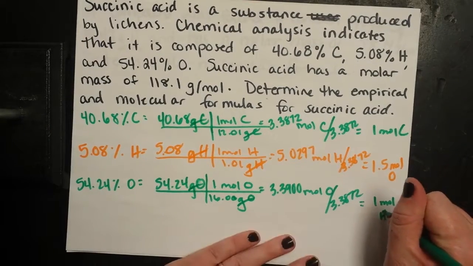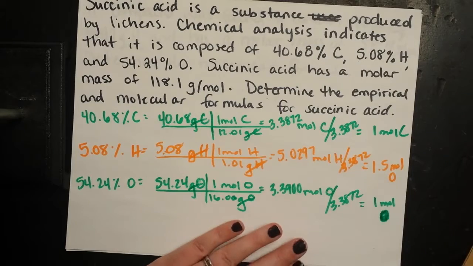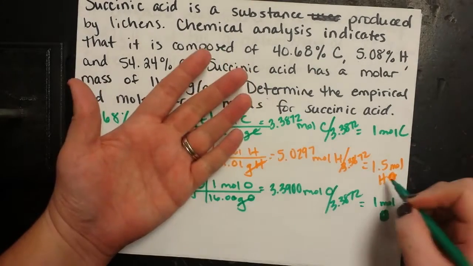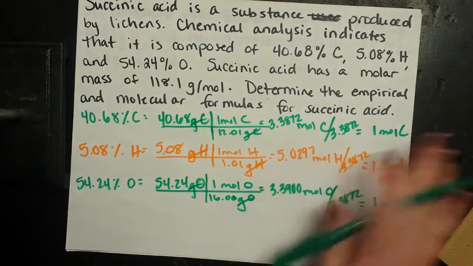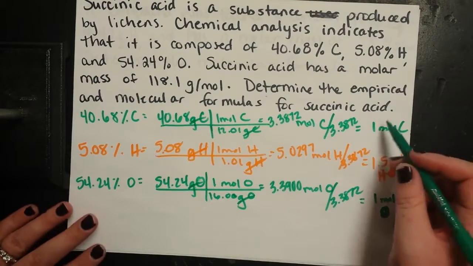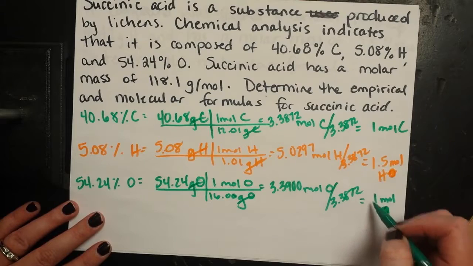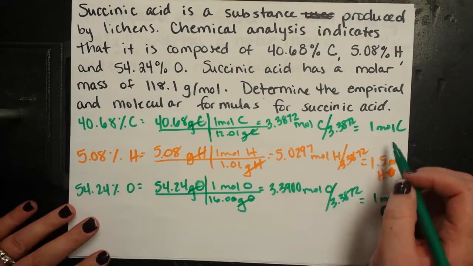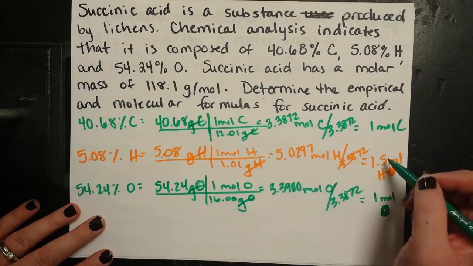Wow, this one's oxygen, this one's hydrogen, so sorry about that. I think I saw the O down here whenever I was doing this, so I'm very sorry about that. So far, my ratios of the moles of elements that I would use for my empirical formula are 1, 1.5, and 1.